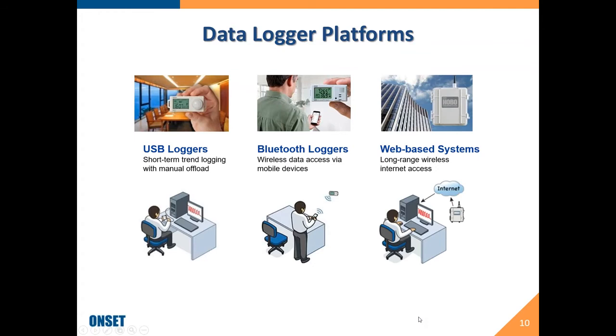Data logger platforms, basically 3 platforms. Actually, there are 4 platforms, but we'll only talk about 3 here. There are USB data loggers and there are Bluetooth data loggers. USB data loggers are traditional loggers. You connect a USB cable to them and download the data from them. When they're done, use a USB cable to set them up. We have Bluetooth loggers, which use the new Bluetooth technology and smart devices. And of course, we have the web-based systems, which use the internet to allow you to access the data via our HOBOlink application.